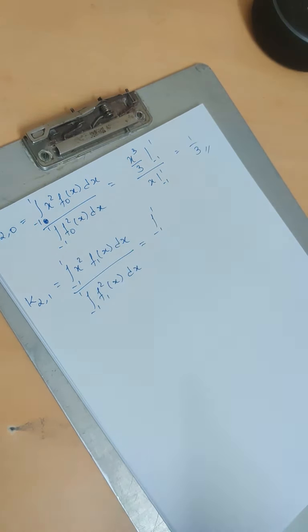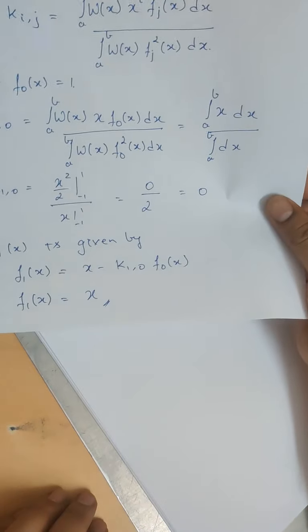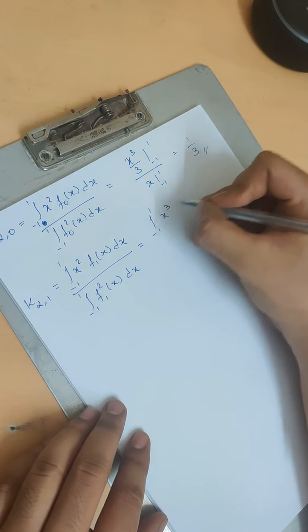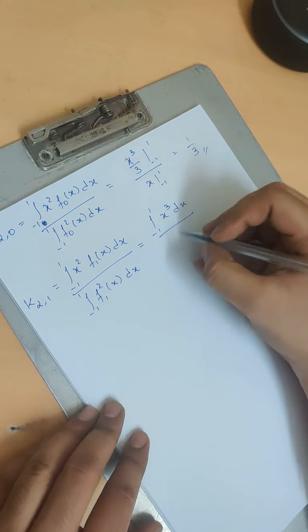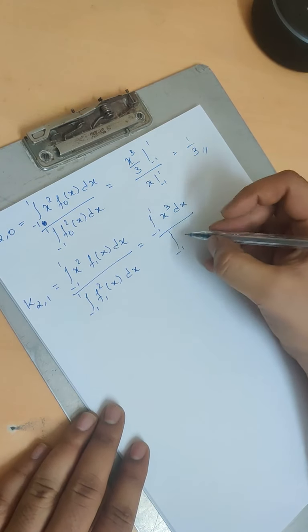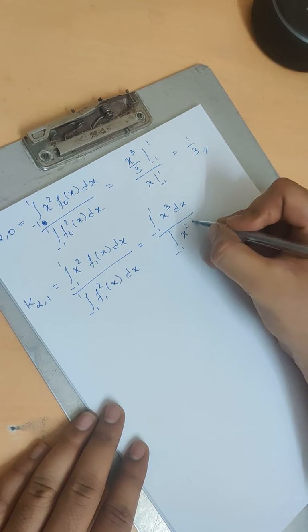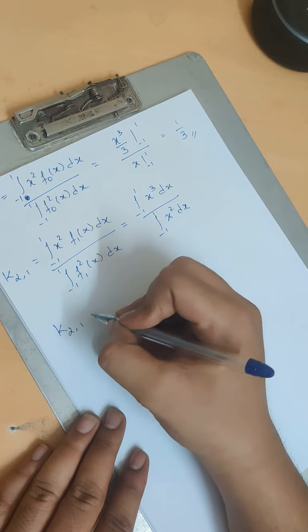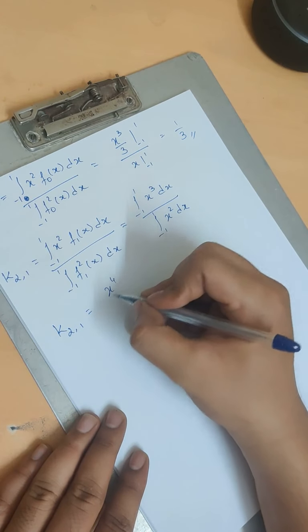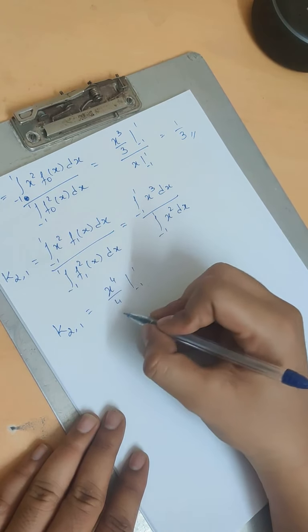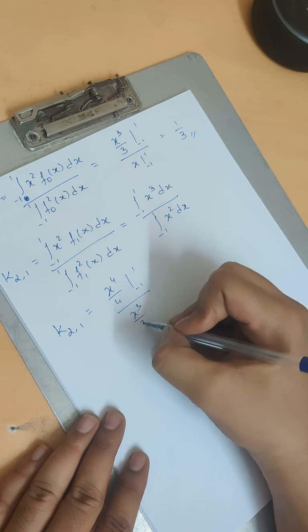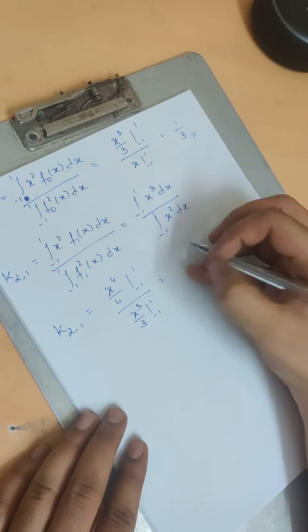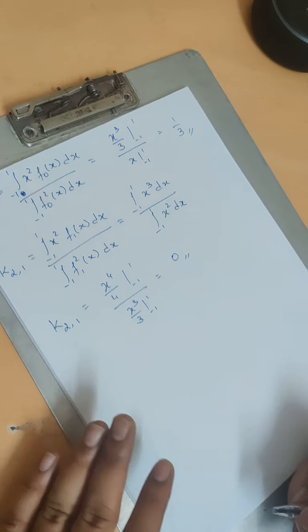f1 of x ಇವಾಗ ಫೈಂಡ್ ಔಟ್ ಮಾಡಿದ್ವಿ ಲಾಸ್ಟ್ ಅಲ್ಲಿ. f1 of x is x, so x into x square is x cube, so x cube dx whole thing divided by integral minus 1 to 1, which is x square dx. So k2 comma 1 is equal to x to the power of 4 by 4 between the limits minus 1 to 1 and x cube by 3 between the limits minus 1 to 1. ಮತ್ತೆ ಇದು ಈವನ್ ಫಂಕ್ಷನ್ ಇದೆ, ಸಬ್ಸ್ಟಿಟ್ಯೂಟ್ ಮಾಡಿದ್ರೆ ಆಬ್ವಿಯಸ್ಲಿ ಝೀರೋನೇ ಬರುತ್ತೆ.